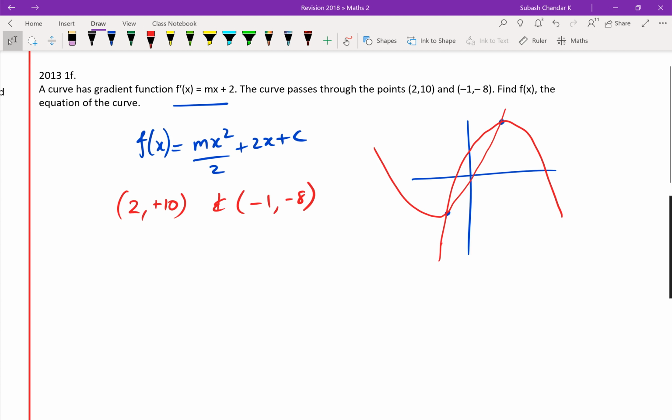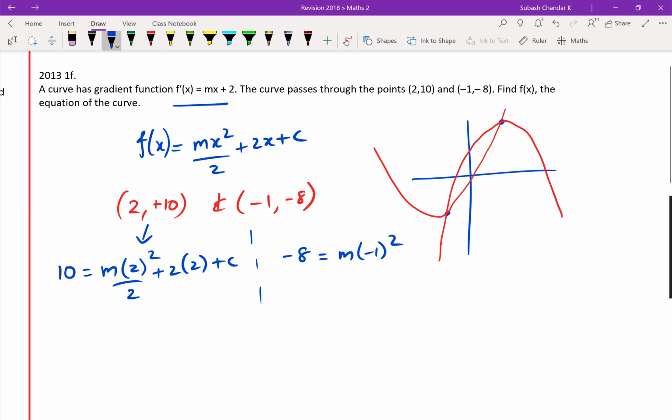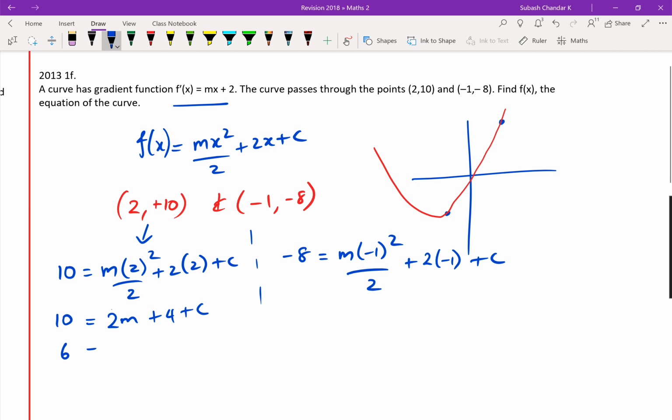So what you can do is you can set up a series of simultaneous equations. Your first equation is going to be 10 equals m times 2 squared over 2 plus 2 times 2 plus c. Then the second one is going to be negative 8 equals m times negative 1 squared over 2 plus 2 times negative 1 plus c. All right, so simplifying this, we're going to get 10 equals 4 over 2 is 2, so 2m plus 4 plus c. So this is going to be 6 is equal to 2m plus c. Is that all right? That's for the first point.